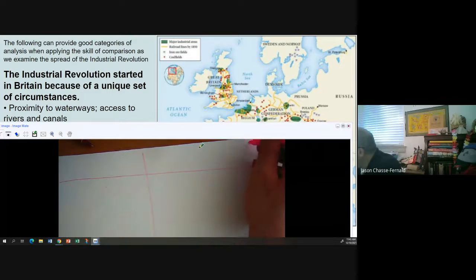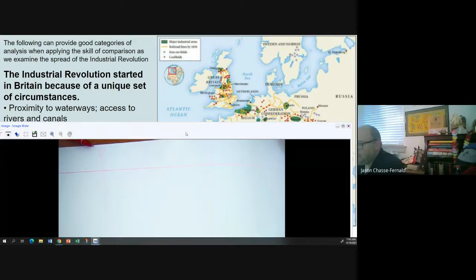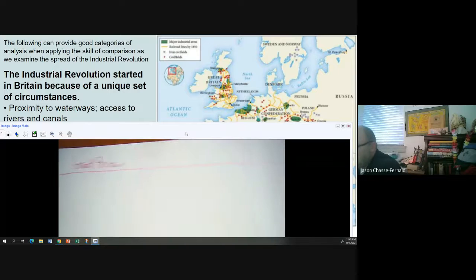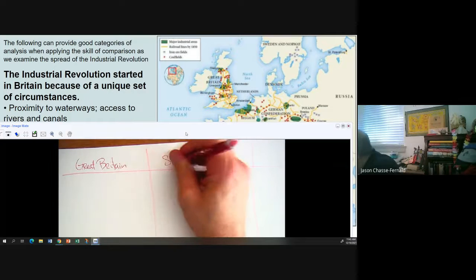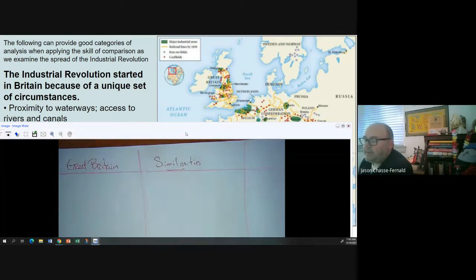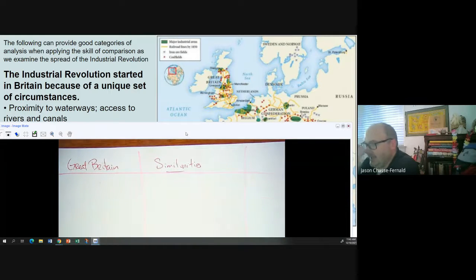Run across the top, and we'll focus here in the center on England, Great Britain. One thing I want to explore today is this idea of whether these environmental factors were truly unique to England, or did they exist elsewhere in other places? And why didn't the Industrial Revolution happen in other places?